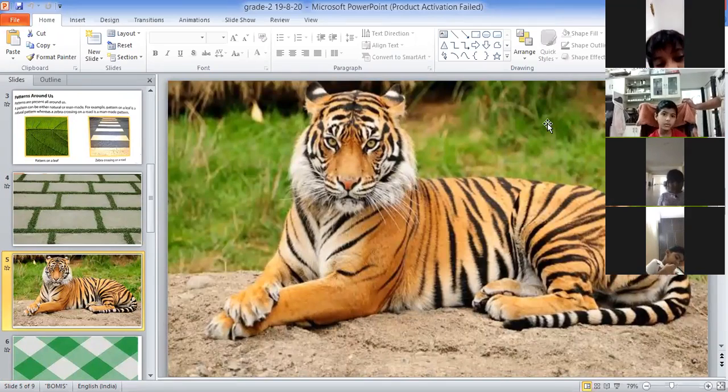Yes. Next one. Tiger is there. Lohit, man-made pattern or natural pattern? See, if you look at the picture of this tiger very carefully, you can see there is a particular pattern in its skin. Lines are there. Orange and black is there. Lohit, is it a man-made pattern or natural pattern?